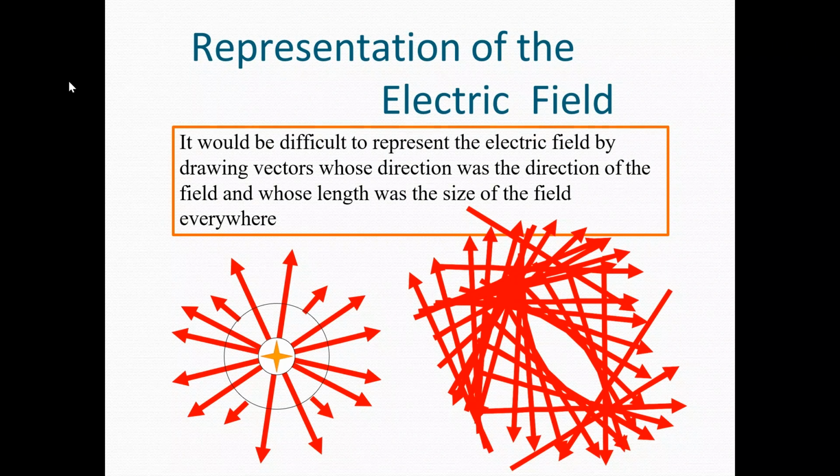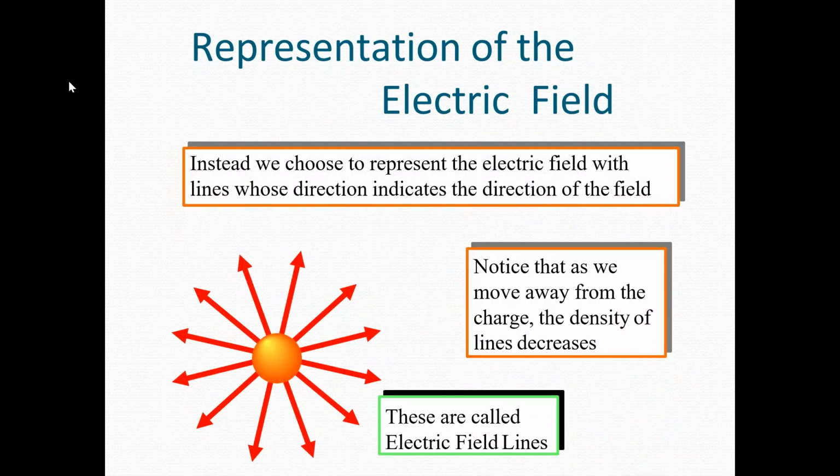Representation of an electric field. It would be difficult to represent the electric field by drawing vectors whose directions were the direction of the field and whose length was the size of the field everywhere. The diagram shows the electric field. Instead, we choose to represent the electric field with lines whose direction indicates the direction of the field. Notice that as we move away from the charge, the density of field lines decreases. These are called electric field lines.